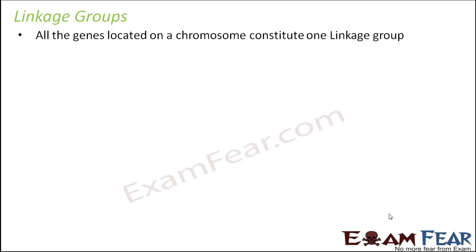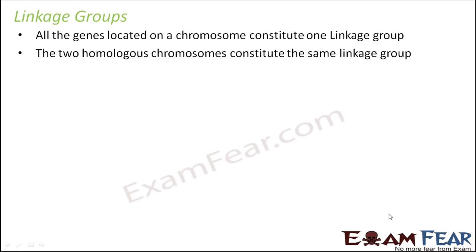Now before we end this discussion, the last topic that I would like to touch upon is the linkage group. We spoke so much about linkage, so we should also be aware of what a linkage group is. All the genes which are located on a chromosome constitute one linkage group. That means all the genes located on the same chromosome will be part of one linkage group. Now what about the homologous chromosomes? The two homologous chromosomes also constitute the same linkage group, because in the homologous chromosomes the same sequence of genes is present. So they all belong to the same linkage group.